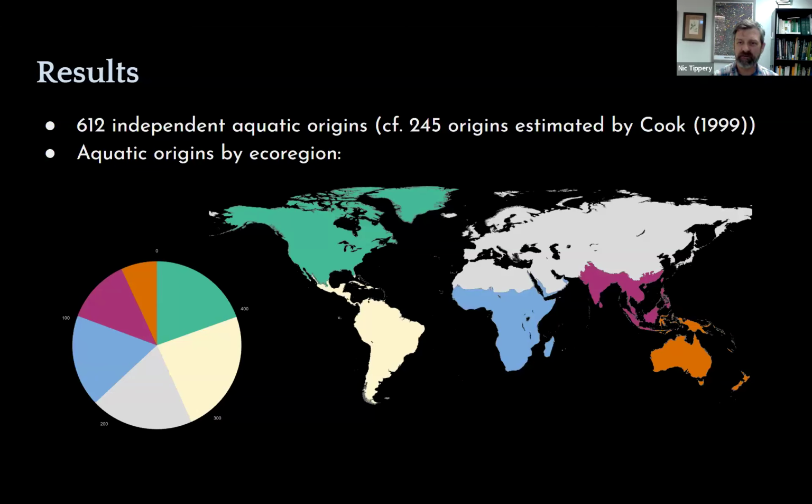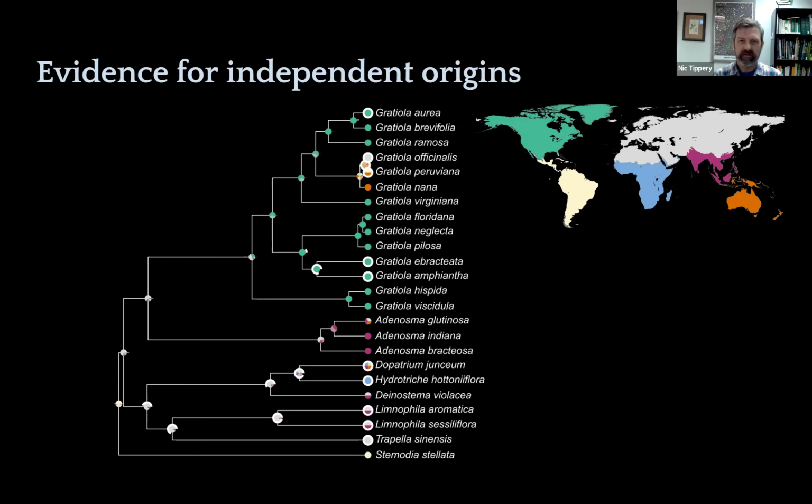Okay, so let's get some results here. So origins, as far as where these aquatic plant origins were located, roughly evenly distributed across the 6 ecoregions, maybe kind of skewed for relative area of these ecoregions. So Australasia coming up a little bit smaller. I reconstructed 612, give or take, which is over twice as many as were previously estimated. I'll get into that a little bit.